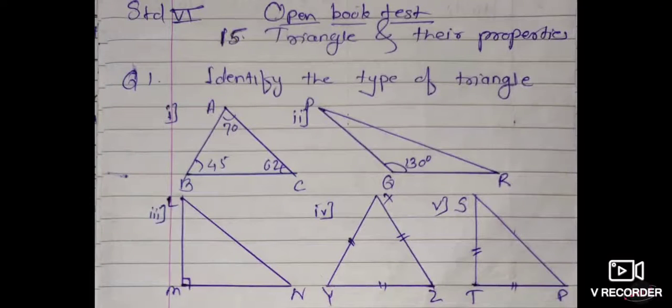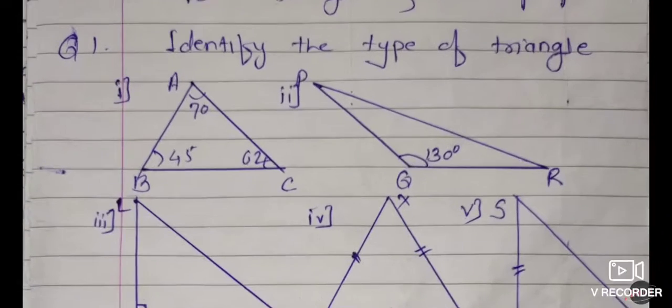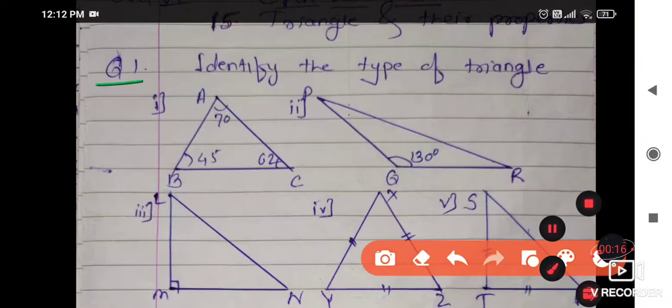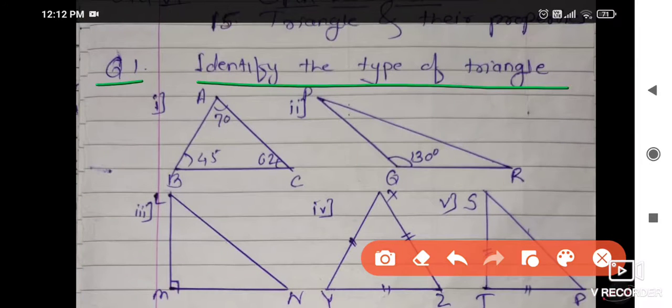Hello students, yesterday I gave you the open book test on lesson number 15, that is triangles and their properties. So let's discuss the questions that I gave you yesterday. The question number 1 is to identify the type of a triangle.